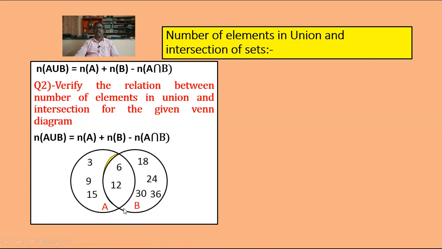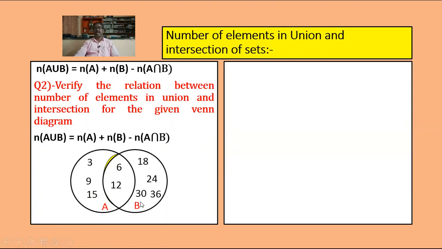This is the given Venn diagram. Set A and set B. Given set A contains these elements 3, 6, 12, 9, 15. Set B contains 6, 12, 18, 24, 30 and 36. Therefore, set A contains how many elements? 1, 2, 3, 4, 5. n(A) is equal to 5. And set B contains how many elements? 1, 2, 3, 4, 5, 6. n(B) is equal to 6.